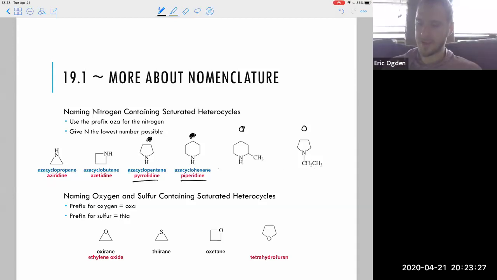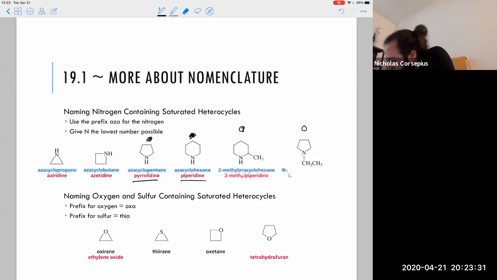For the first one, I got 2-methyl-azacyclohexane. Right, so now the important thing to remember here is that when you start numbering, you're going to start with that nitrogen. That's going to be number 1. So this would be 1, 2, 3, 4, 5, 6. So it's a 6-membered ring, so it's going to be an azacyclohexane with a methyl group at position 2.